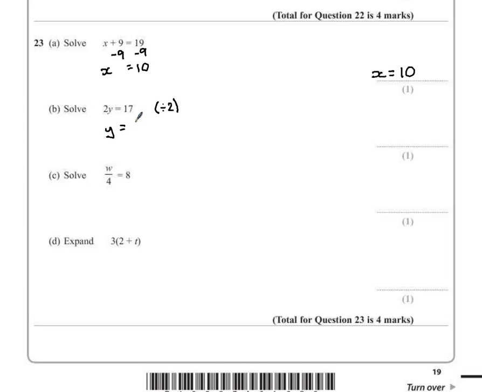Half of 17 becomes 8.5. Therefore, the answer to the equation is y is equal to 8.5 or 8 and a half. Both answers are acceptable.